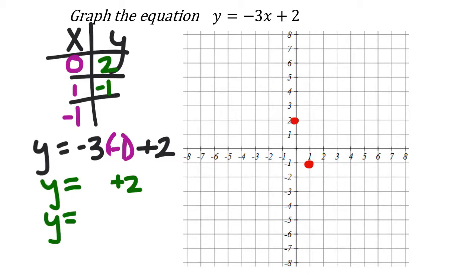So -3 times -1, that's +3. 3 plus 2 is 5. So when x is -1, y is 5, which gives me this point right here. And now I'm ready. I can see that the pattern is consistent. It's accurate. And all 3 of these points would make a straight line, so we can draw it. And again, on the homework, the computer would draw that for you.